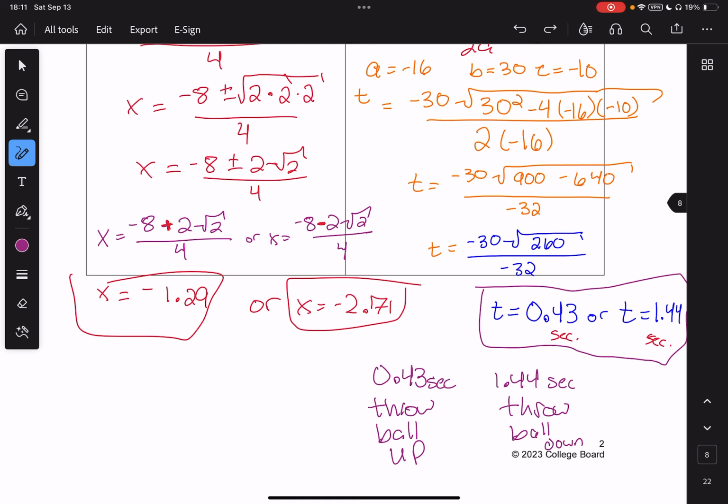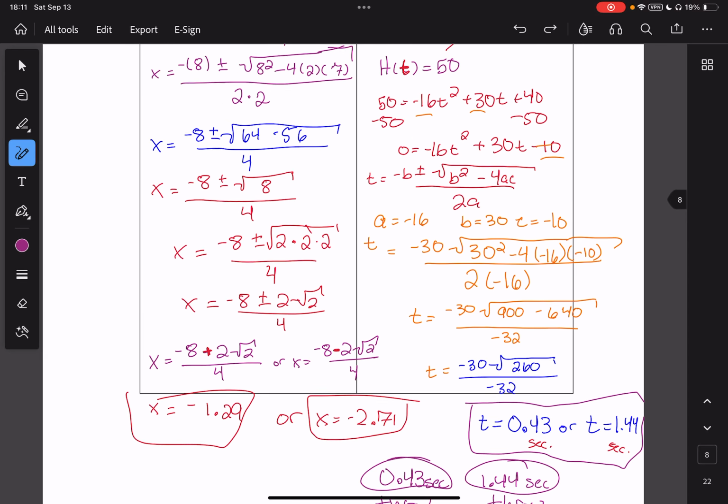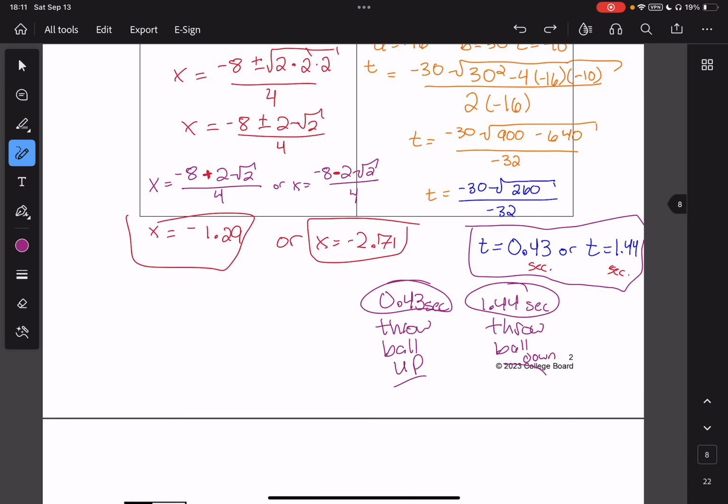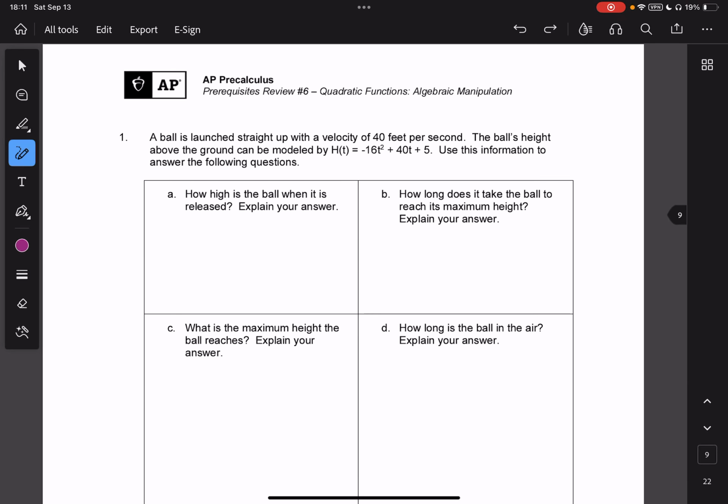So those are our answers. Both are correct. They just mean different things. One is when we throw it up, and then that's when the ball is coming down. Okay, so that's the end of prerequisite 5. So let's go to prerequisite number 6, algebraic manipulation.